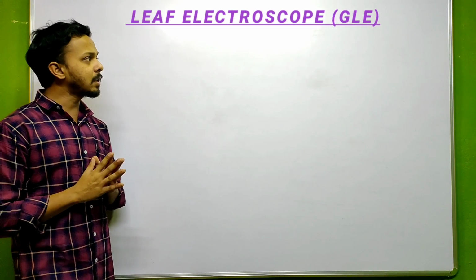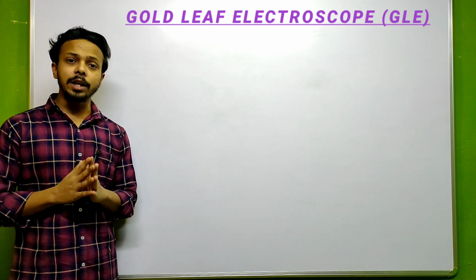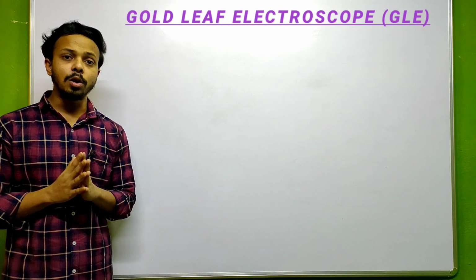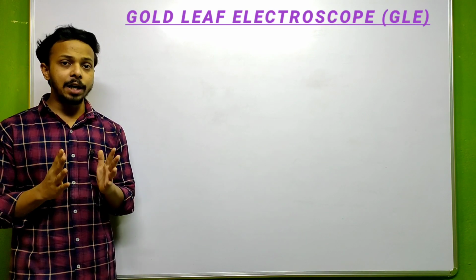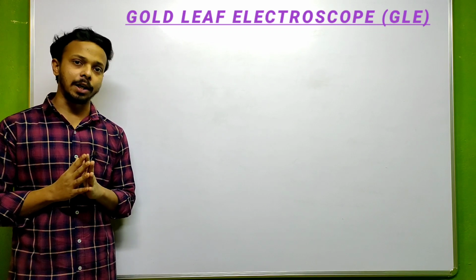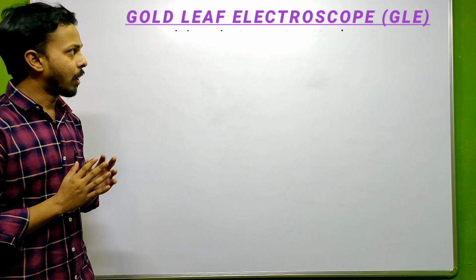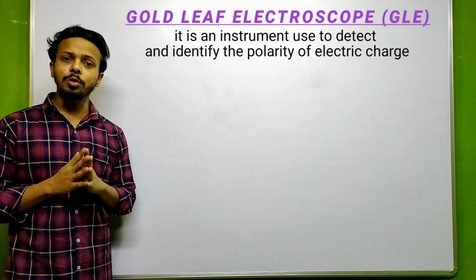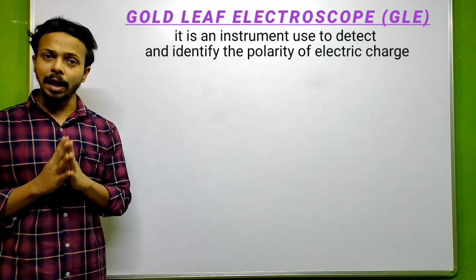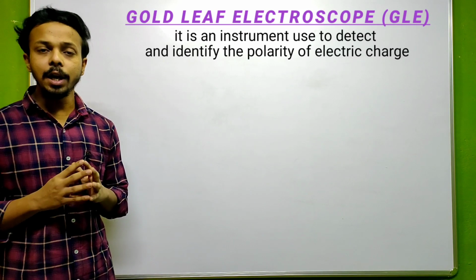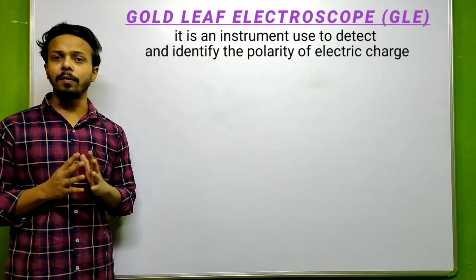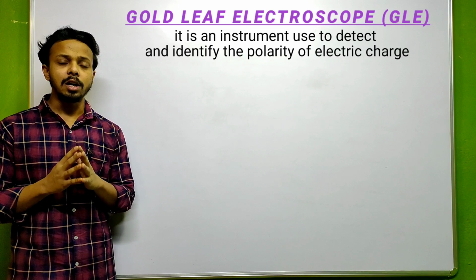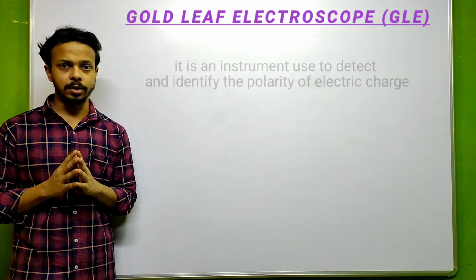Now let us move to the next topic. We'll see what a gold leaf electroscope is and how it is used to identify and understand the polarity of charge. A gold leaf electroscope is an instrument used to detect and identify the polarity of electric charge. Now let us see its construction and how it works.